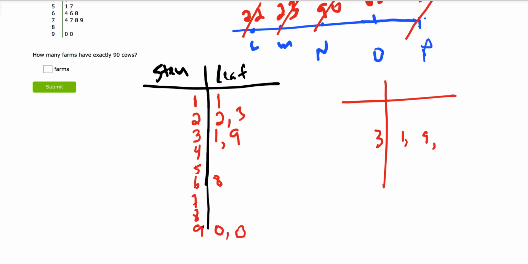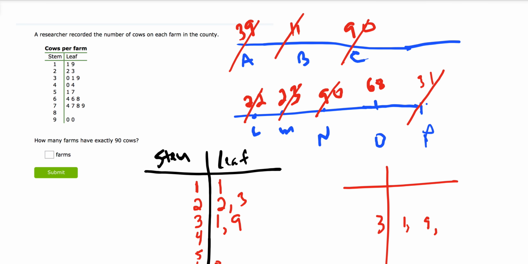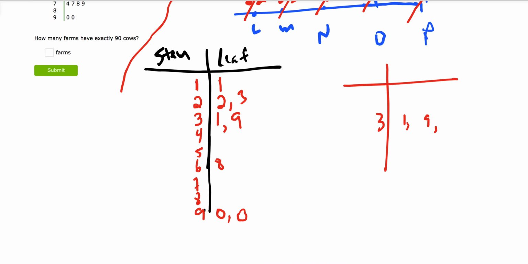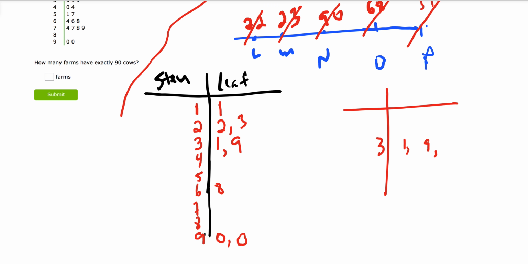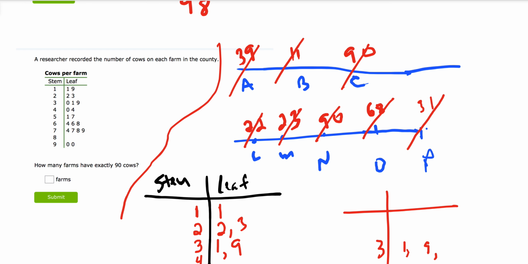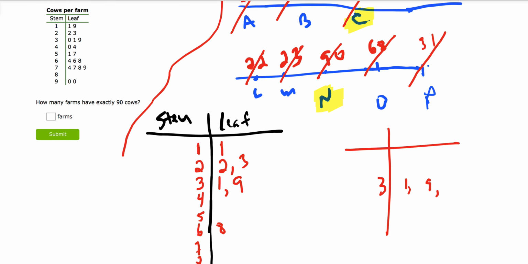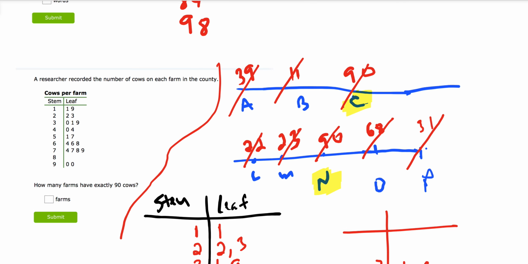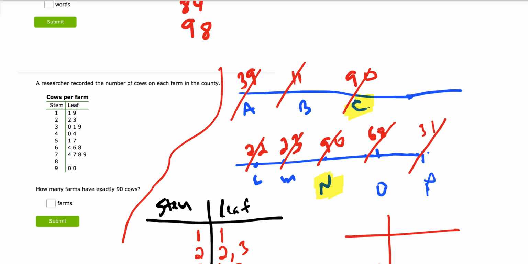Great. Now let me ask you, of the farms that I did in my problem, how many farms had exactly 90 cows? 2. Farm N had 90 cows, and so did farm C. Do you know how to answer the question now?